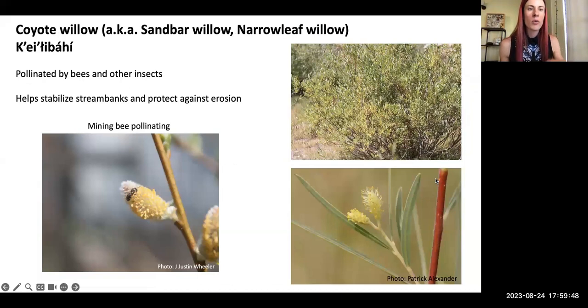Next, we have coyote willow. So this is pollinated by bees and other insects. Tends to be smaller bees, smaller insects. And this plant is useful because it helps stabilize stream banks and protect against erosion.